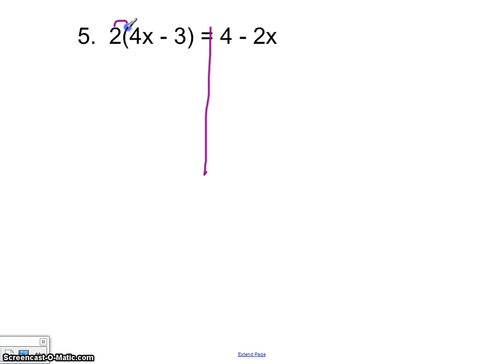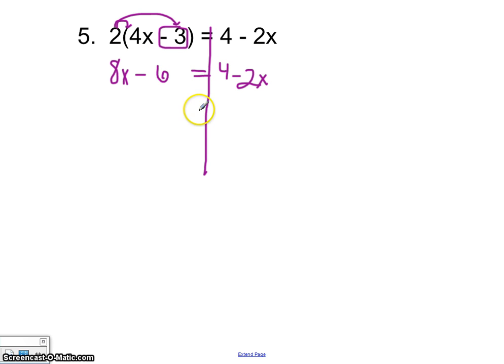So I'm going to distribute the 2 by multiplying it to the 4x, so that gives me an 8x. And then I have to distribute the 2 to the 3, and it's not just a regular 3, it's a negative 3. So 2 times negative 3 is negative 6, equals 4 minus 2x. No like terms here, no distribution. So now I've taken care of the like terms and the distribution.